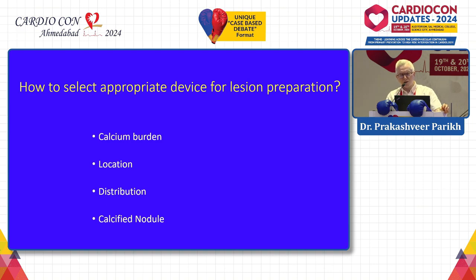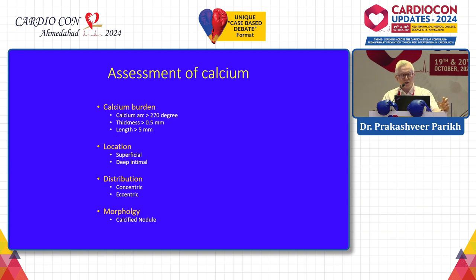So we have so many devices. So how to select the appropriate device for the lesion preparation? For that, we need to have a few guidelines, like we need to know the calcium burden, its location, distribution, and its morphology. So to assess the calcium burden, what is the calcium arc? It is 90 degrees, 180, 270 or more than 270. The thickness of the calcium and length of the calcium. The location of calcium is also very important, whether superficial or deep. Distribution, whether it is concentric or eccentric. And the morphology, whether it is a calcified nodule or not.